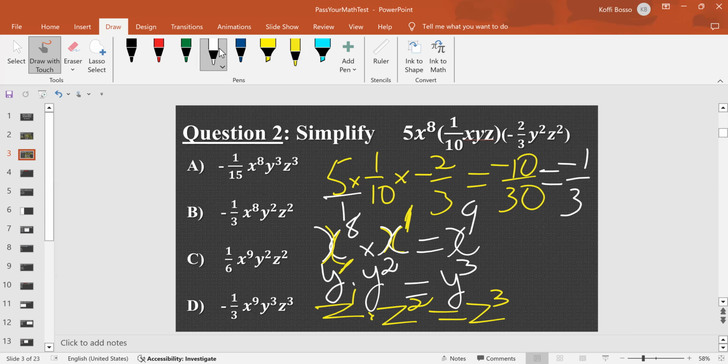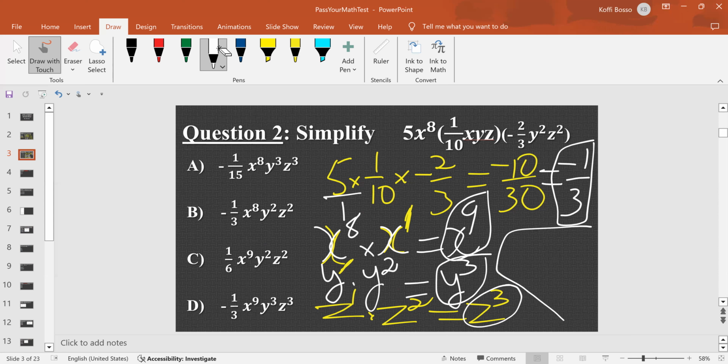So we see that we have negative 1 over 3, x to the 9th power, y to the 3rd, and z to the 3rd. If we put everything together, it's going to be negative 1 over 3, x to the 9th, y to the 3rd, z to the 3rd. And if you see all the four choices, only the last one is that. So the correct choice is D. We continue.